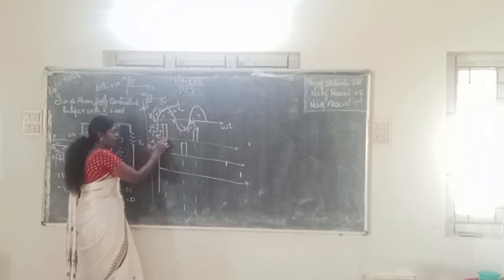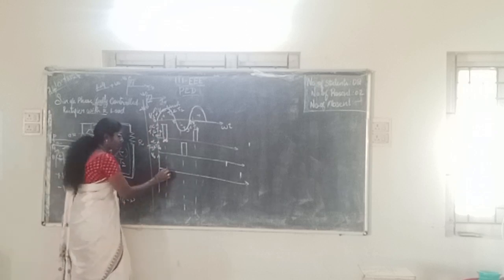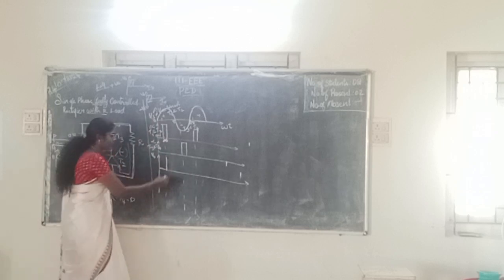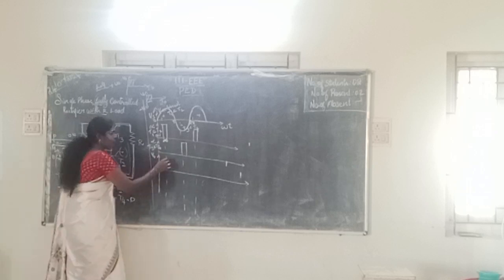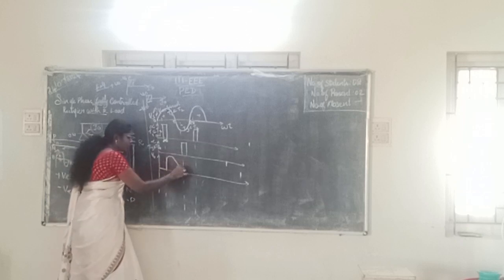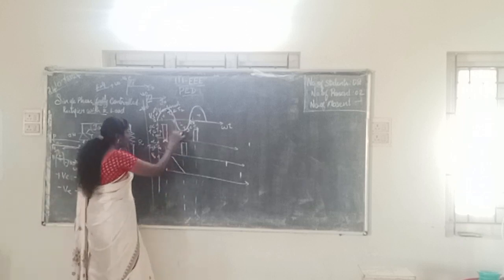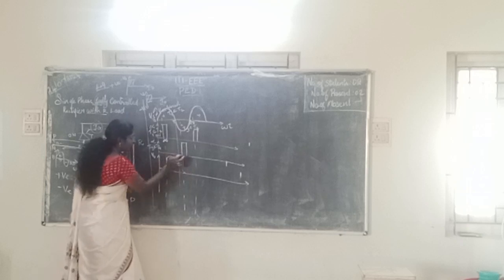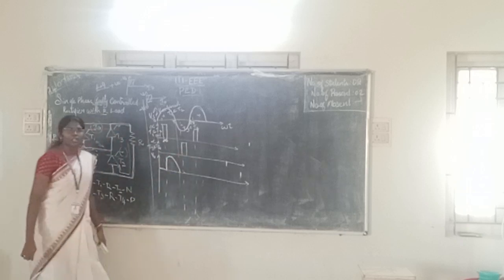Once alpha is given, the thyristor will turn on, so the output voltage starts rising. After some point it reaches a maximum value, and after some point it reaches 0, at pi.